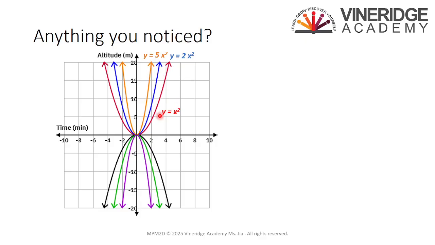So what have you noticed? It's kind of like the opening is getting narrower and narrower, right? As the value of a increases. What if you have a negative a value? For example, negative 1. Here the black one shows y equals negative x squared, the green one is y equals negative 2x squared, and the purple one is y equals negative 5x squared.